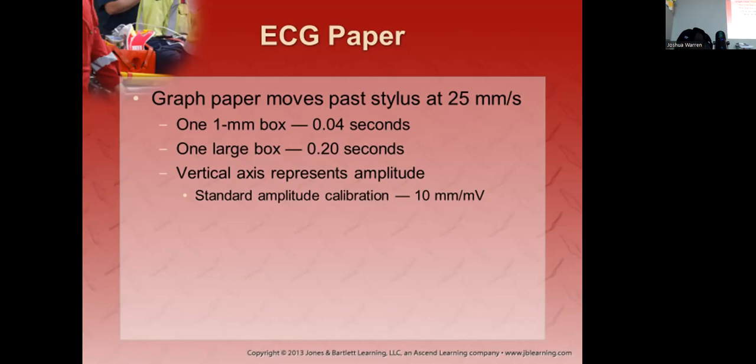So these boxes, one tiny little box represents what? 0.04 of a second. That means that every one of these little blocks could matter. That means that 5 of them would equal 0.20 of a second. So one of these blocks is 0.04, and one large box is 1/5 of a second. So how many fifths of a second will make up a whole second? 5. Math, easy.